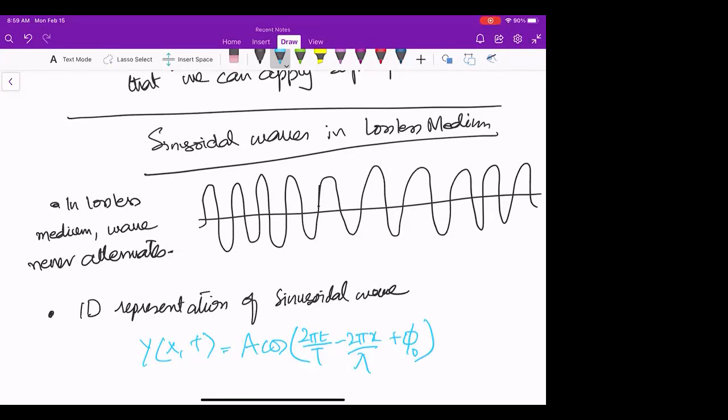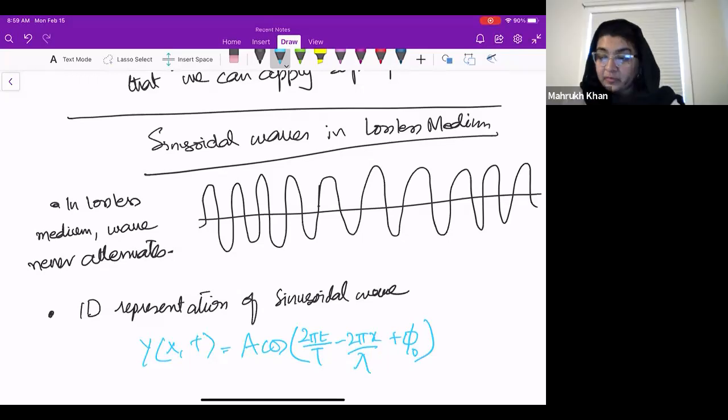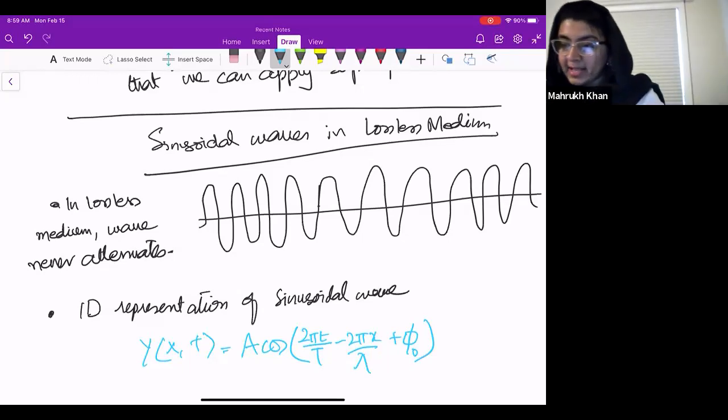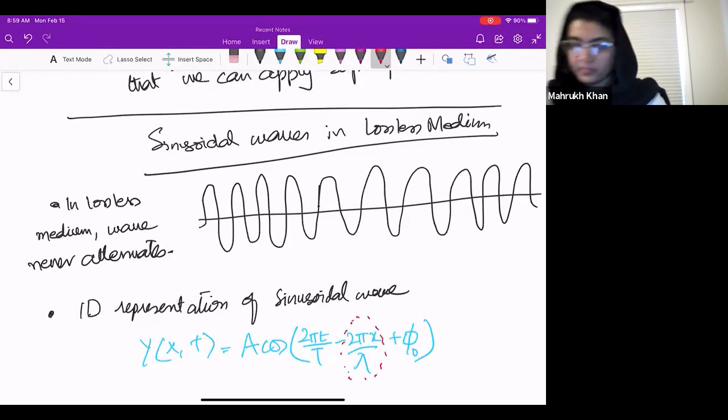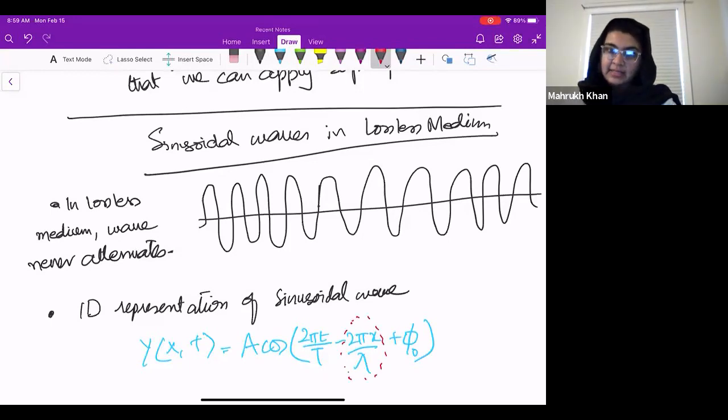That accounts for the wavelength and... Yeah, that's right. That has something that accounts for the space. So you can see that there's a difference from the normal sinusoid expression. Now you're seeing a quantity that is dependent on x.